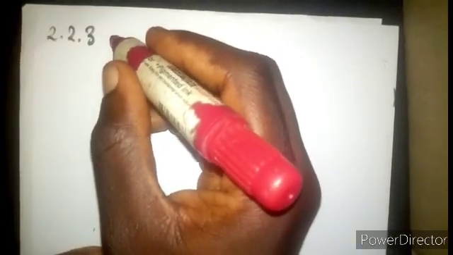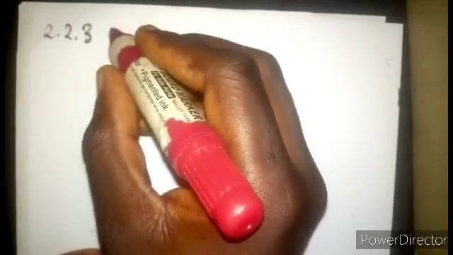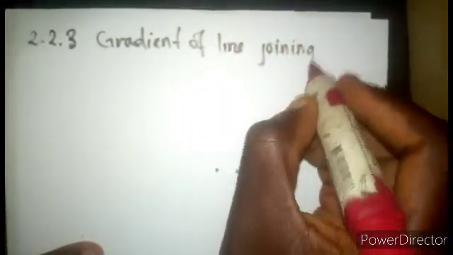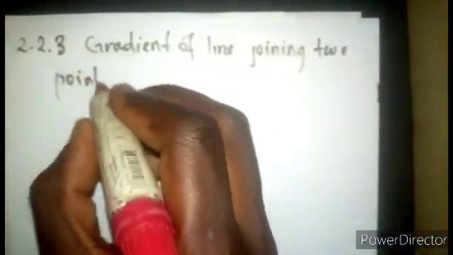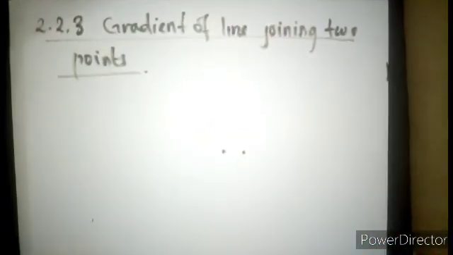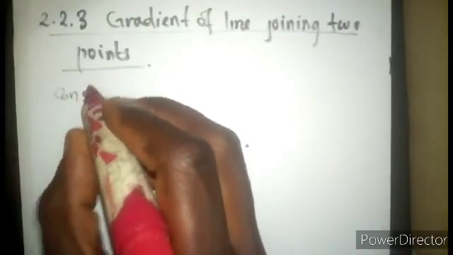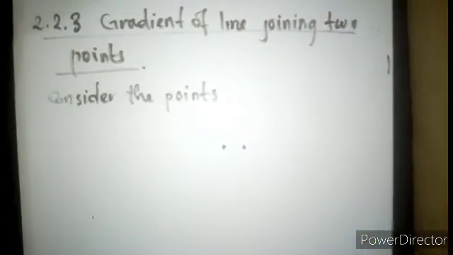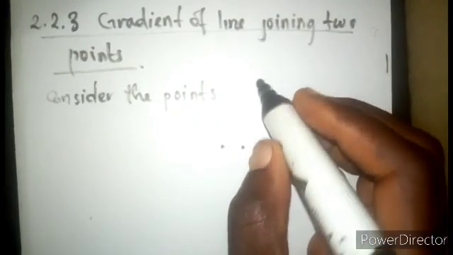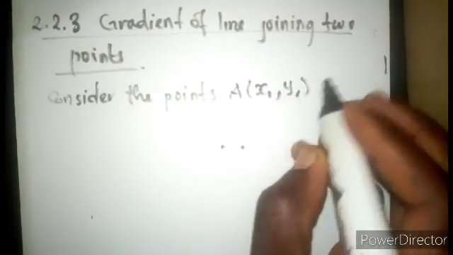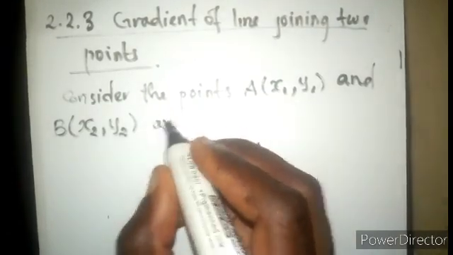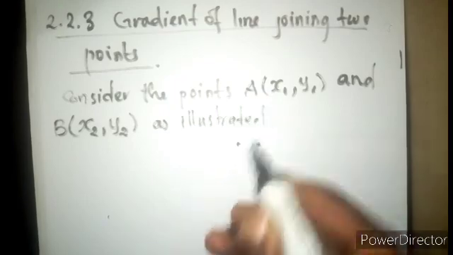So 2.2.3, we will talk about the gradient of a line joining two points. Gradient of the line joining two points. Consider the points A (x1, y1) and B (x2, y2), as shown.